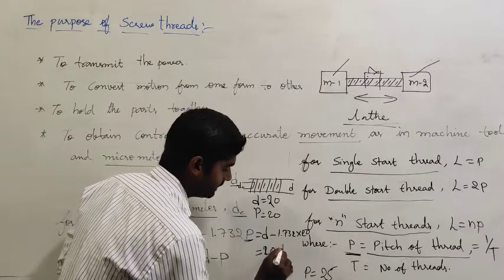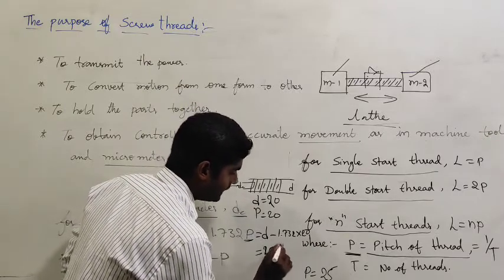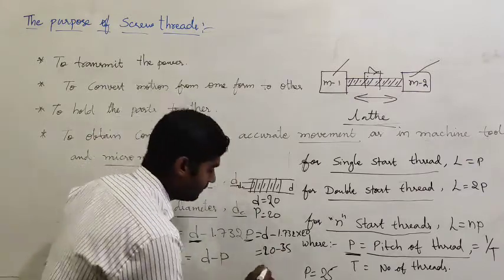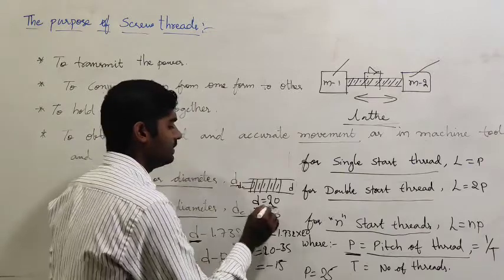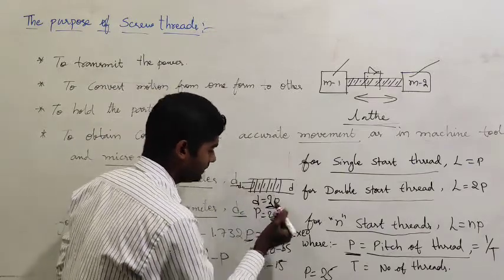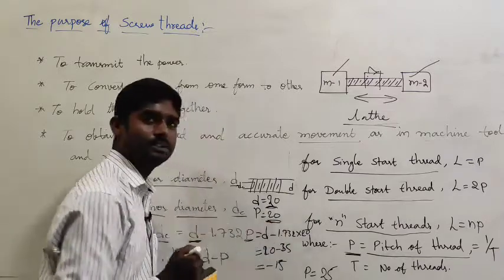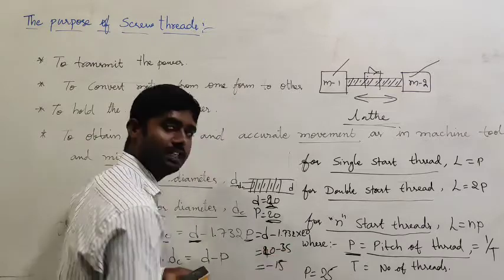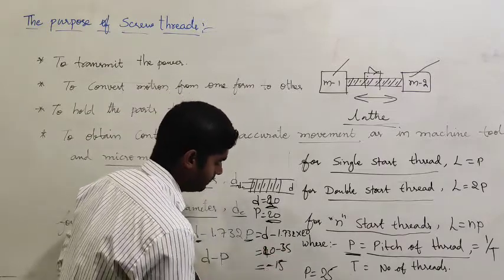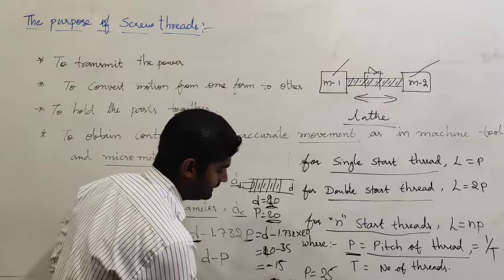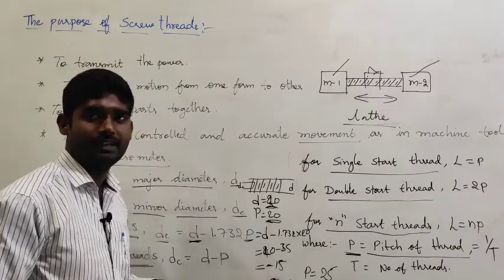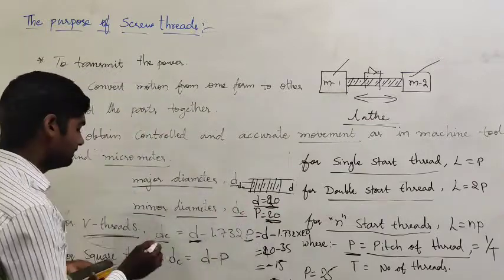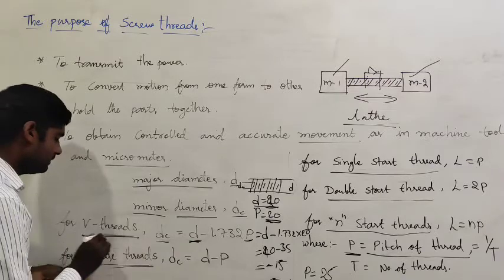This is approximately 35, then minus 15. Actually, D is always the height of the pitch. Say D equal to 40, then 40 minus 35 is 5. This is DC, the minor diameter. Using these pitch and D values, we find the minor diameter for V threads.